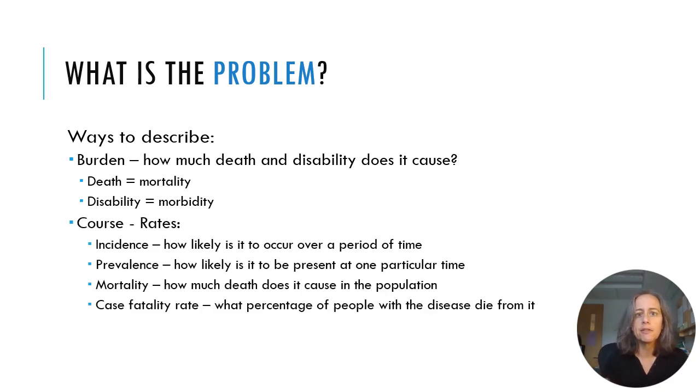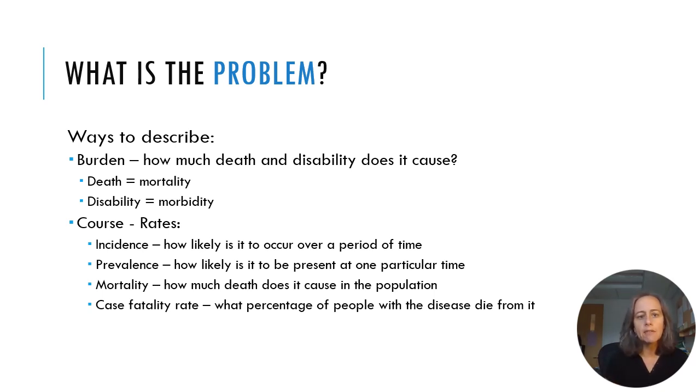Then we want to understand the course of disease. Like, how much of a problem is it? How much of these things is it causing, and how does that change or differ over time? And when we do this, we're going to look at a number of rates. So the rest of this section of the lecture is going to focus on these different rates that we're going to be looking at and how we calculate them and what they tell us about a particular health problem.